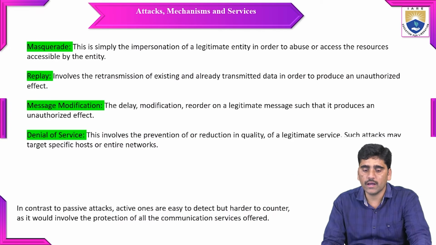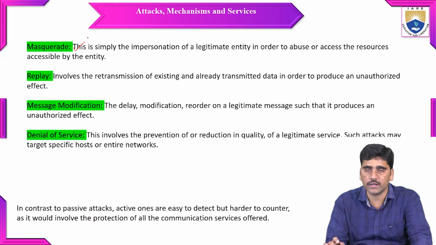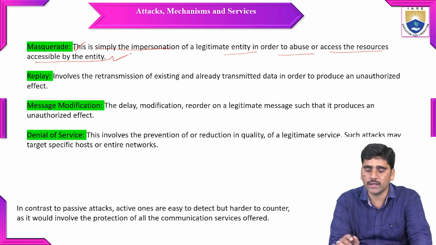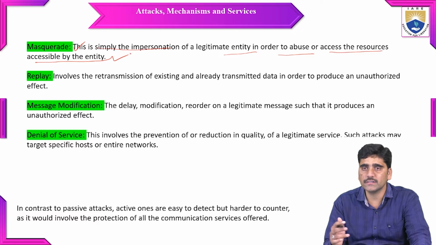Here we can have different types of active attacks. The first one is masquerade. This is the simple impersonation of a legitimate entity in order to abuse or access the resources accessible by that entity. So this is an impersonation of behavior. It is misbehavior of the attacker, who is going to abuse the resources or the channel. He just wants to divert the channel or divert the data that is to be transferred.